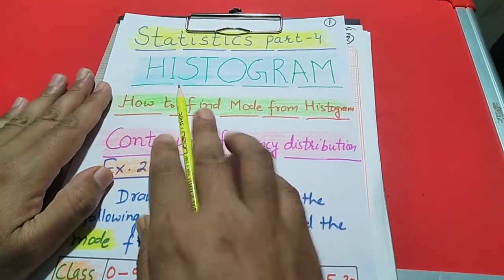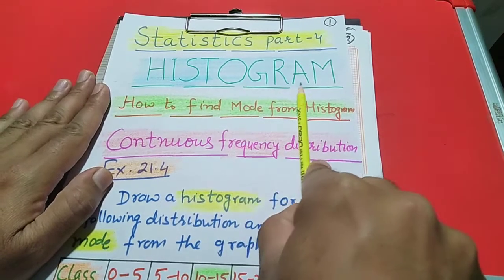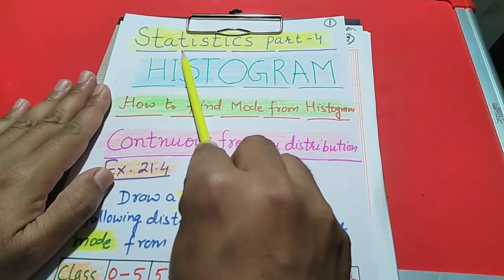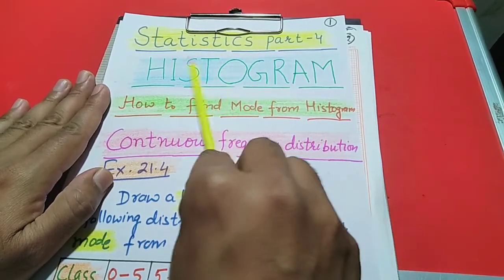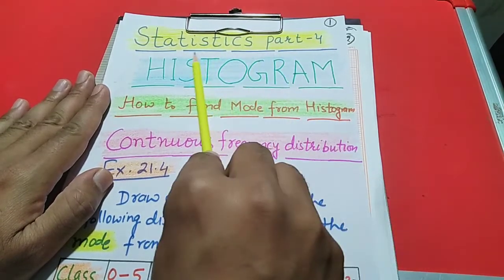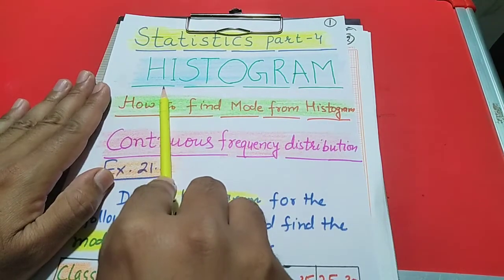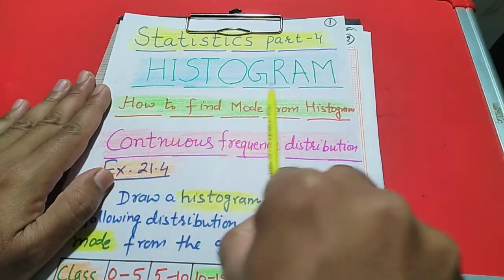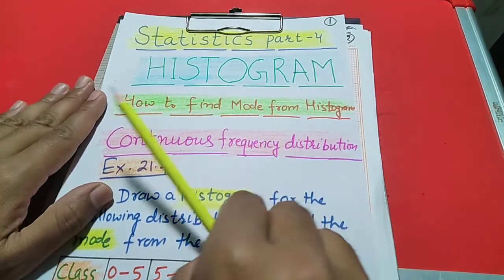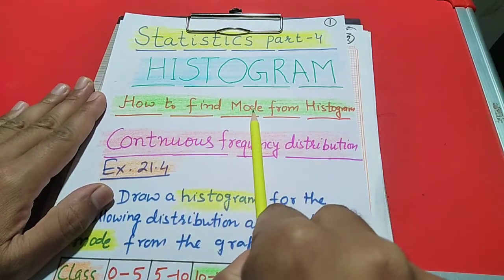So in this video I'm going to discuss histogram. This is the sequence of statistics. Before this video I have made 3 videos on statistics, so this is part 4. In this video I'm going to discuss histogram and why I am drawing a histogram to find mode.